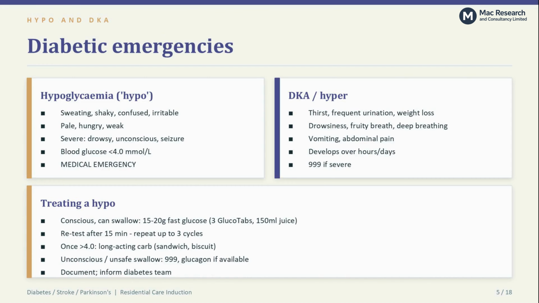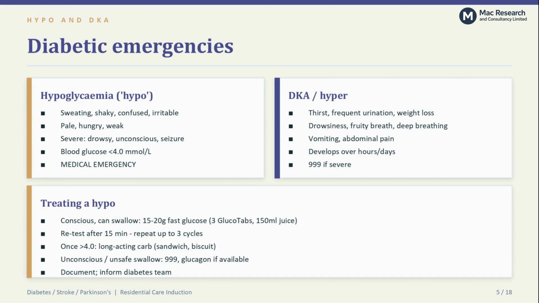Diabetic emergencies. Recap from the first aid module. Hypoglycemia, low blood sugar: sweating, trembling, confusion, irritability, pale, hungry, weak. Severe hypos cause drowsiness, unconsciousness, seizures. Blood glucose below 4.0 mmol, medical emergency if not corrected.